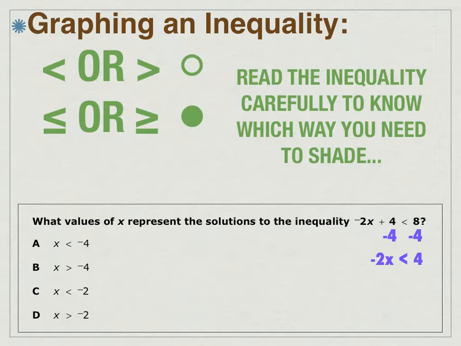Now I have negative 2x is less than positive 4. I need to divide both sides by a negative 2. This is one of those instances, because I am dividing both sides by a negative number, in this case negative 2, my inequality sign is going to flip. So instead of having a less than symbol, when I flip the sign, it becomes a greater than symbol. So the answer is x is greater than negative 2, which is D in my answer choices.